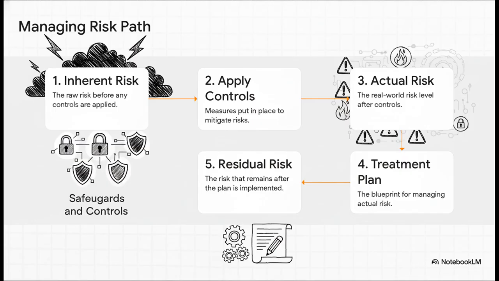You always start with inherent risk. That's the raw danger before you've done anything at all. Then you put in your safeguards and controls, your firewalls, your training programs, all that good stuff. What's left over is your actual risk. From there, you build a formal risk treatment plan, and that little bit of risk that's left over at the very end, that's what we call residual risk.